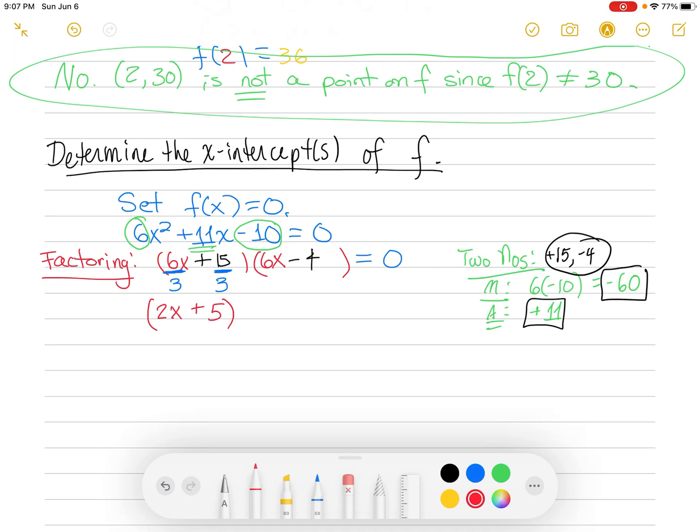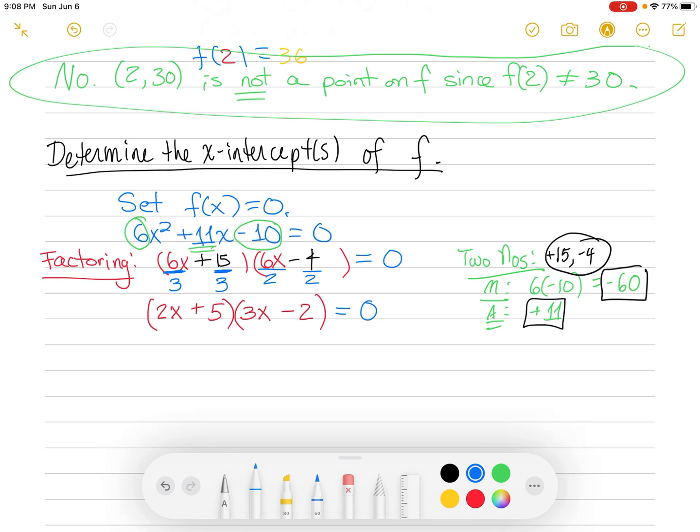Now for my second factor, notice I have 6x minus 4. Is there anything in common between 6 and 4 that we can divide out? Well, yeah. 6 and 4 are both divisible by 2, so I'm going to divide a 2 out of the 6x and a 2 out of the 4. So for my second factor, 6 divided by 2 gives me 3 with an x, and then minus 4 divided by 2 is 2. So 3x minus 2 is my second factor. This is equal to 0.